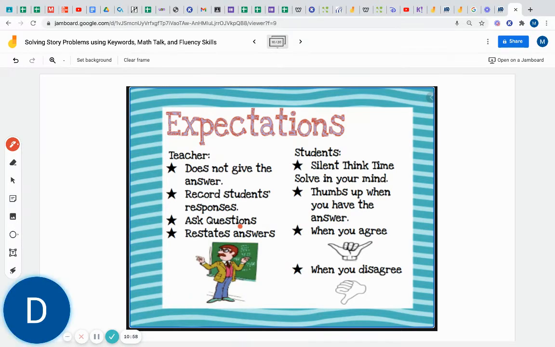I'm going to ask questions to help guide you to answers, and then I will be restating the answers that you provide. What you'll be doing is silently having some think time to solve things in your mind, or on paper if needs be. You're going to give me a thumbs up when you have the answer. And when you agree with someone else, you can give them the hang loose sign, which is the symbol here. Or when you disagree, you can give them a thumbs down.